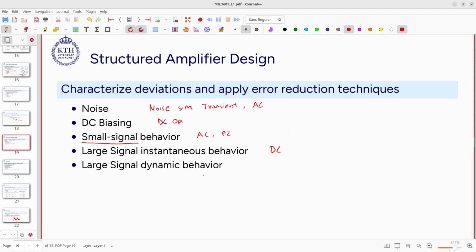At the end of the day, we will need to run large signal dynamic behavior, and that will be with the transient simulator, doing transients in which we can basically take all the performance into consideration with all capacitors and inductors. Okay, so these are the kinds of simulations that we will be using to characterize our circuits before we can apply error reduction techniques.